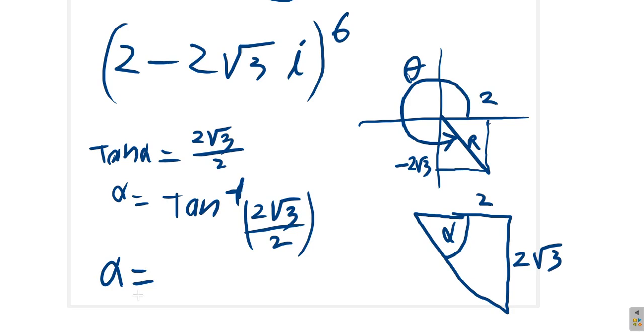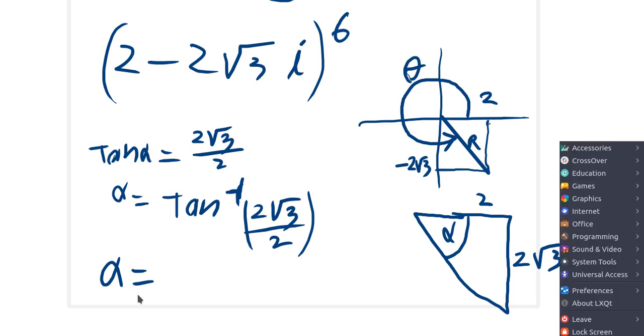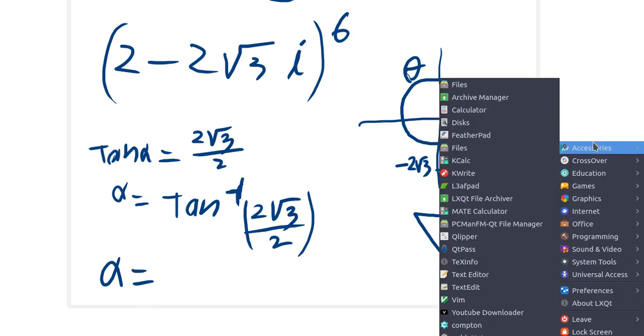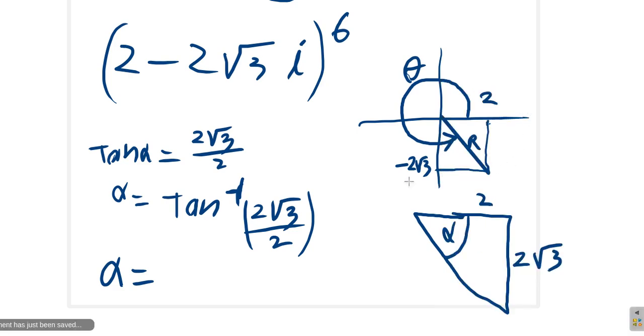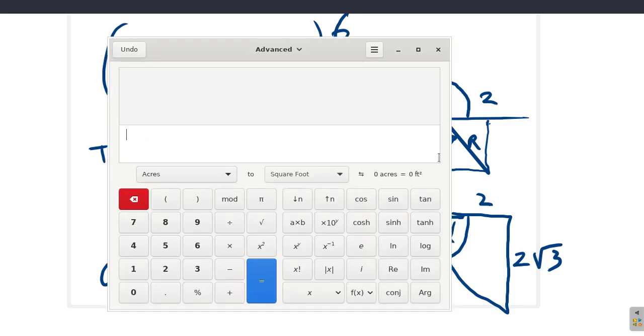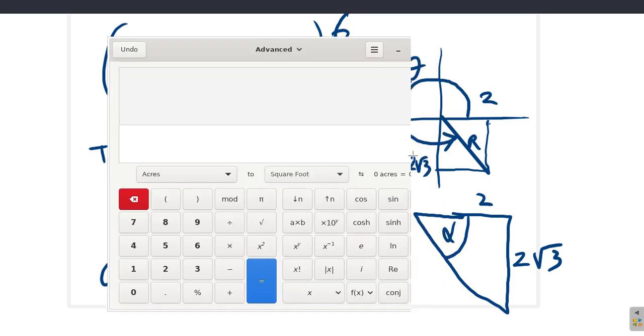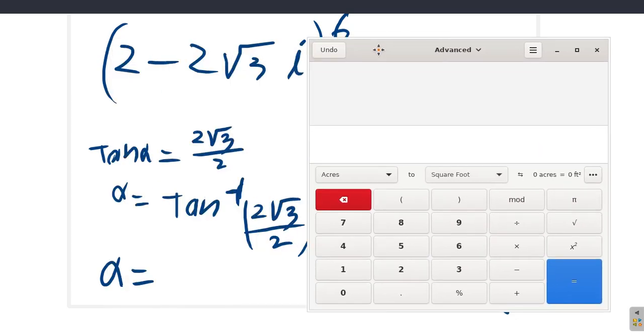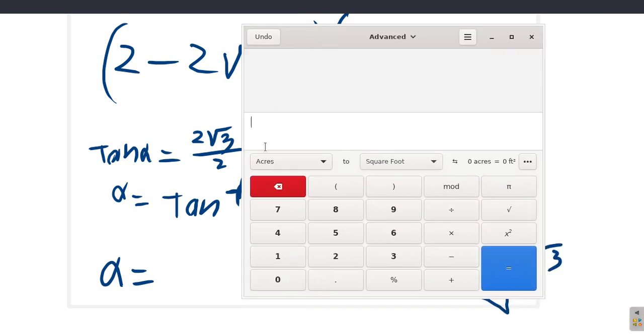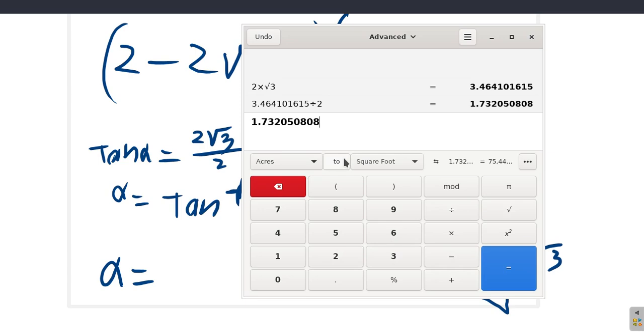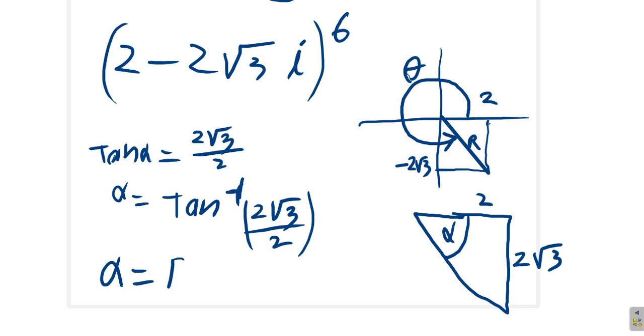So alpha would be what? Let us use our on-screen calculator and work it out. Alright, so we have our calculator here. 2√3 over 2: 2 times the square root of 3, equals, and that over 2, equals 1.732. Alright.